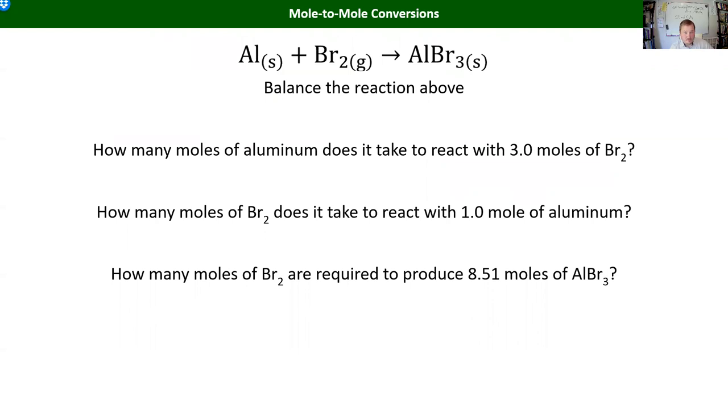All right, so let's do a practice with chemicals instead of with cars. If we have aluminum reacting with bromine to make aluminum bromide, before we can do anything mathematically, we have to balance this and then try to answer these questions using the coefficients. So I'll give you a couple minutes to do that practice.